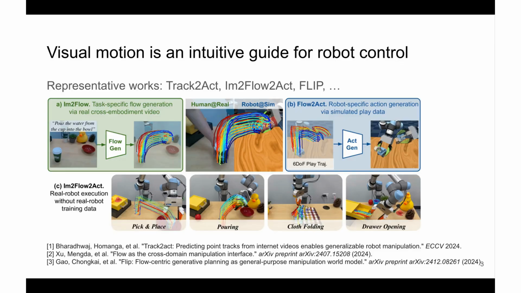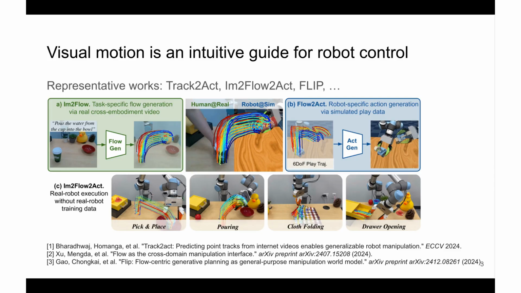A key idea in our approach is that visual motion is a very intuitive interface for robot control. If we imagine an oracle that directly draws the robot's desired trajectory on the current visual observations, then a low-level controller's job becomes much easier. It just needs to follow that motion to complete even complex tasks.